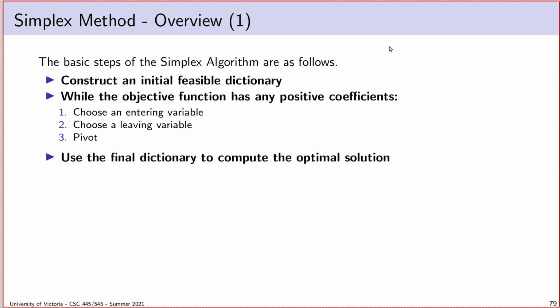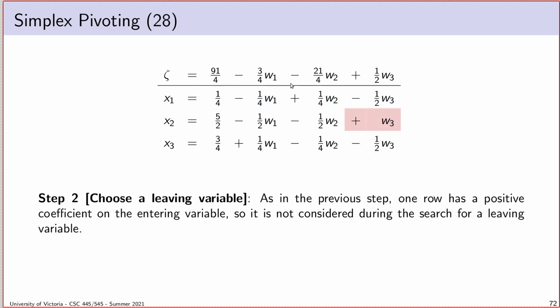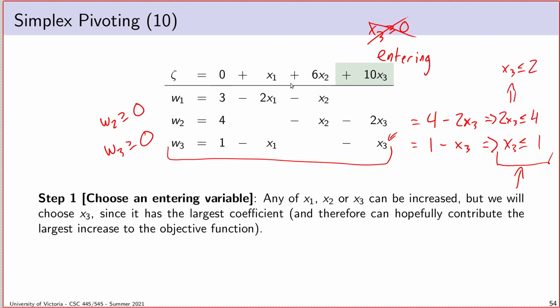So here are the basic steps. Hopefully you were able to sort of interpolate this from the steps that I went through. The basic steps of the algorithm are: find a feasible dictionary. So what does it mean for a dictionary to be feasible? It means that the non-negativity constraints of every variable are obeyed. I'm going to skip way back and we'll talk about that initial dictionary.